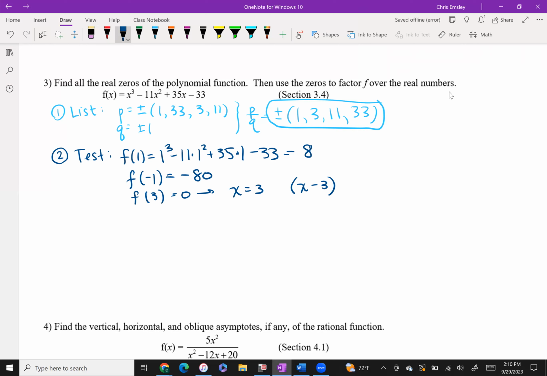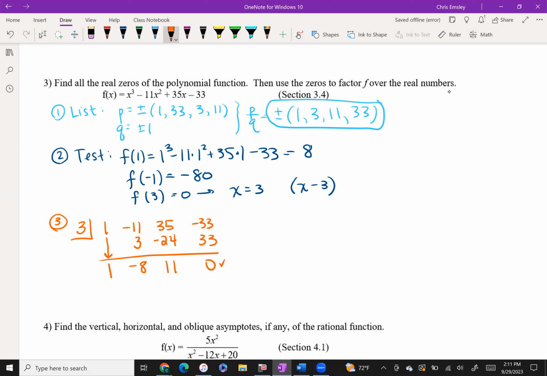Once I find one of my solutions, then I like to go ahead and do my synthetic division. The result that we got, x equals 3, goes in the box in the upper left. And then the coefficients of my polynomial: 1x cubed, -11x squared, 35x, and -33. For synthetic division, we drop down that 1, don't change it at all. And then we start multiplying the number below the line times the number in the box, goes in our next missing space. Add those two values. The number below the line times the number in the box goes in the next missing space. Add those two values. Multiply and add.